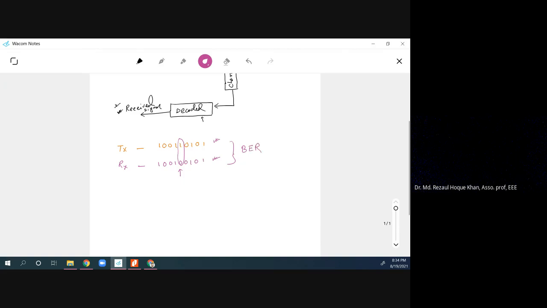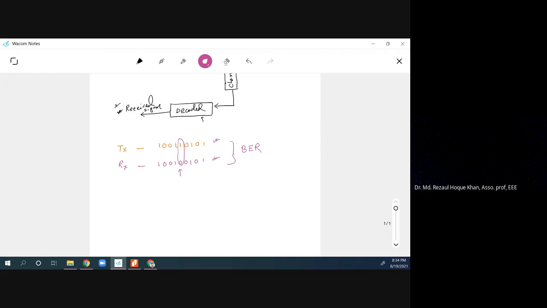We have discussed bit error rate in our multiplexing and different kinds of modulation, right? ASK, FSK, PSK. This error happens in the channel, or we can say this happens due to the noisy channel.